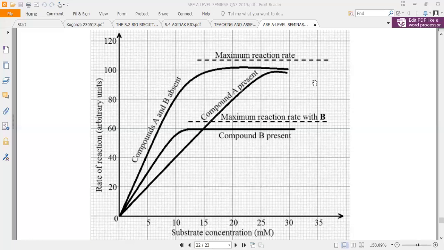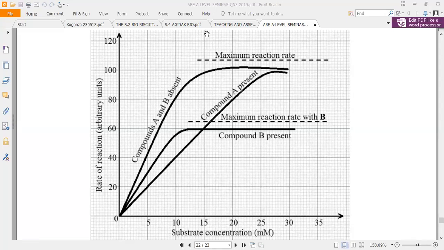Yes, Queen Patricia. I think it is because of limited concentration of the enzymes. Even if we are increasing the substrate concentration, the concentration of the enzymes is constant, so that makes the rate of reaction not reach maximum. So Queen Patricia is saying it is because of the limitations imposed by the concentration of the enzymes.